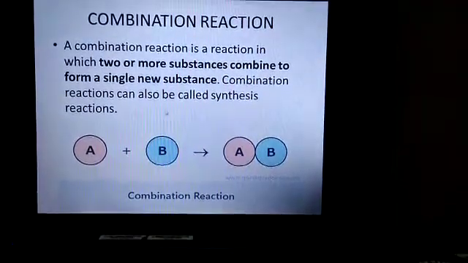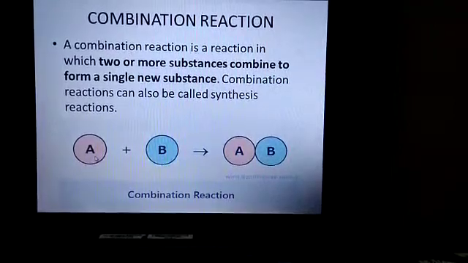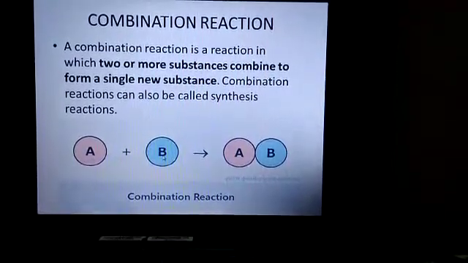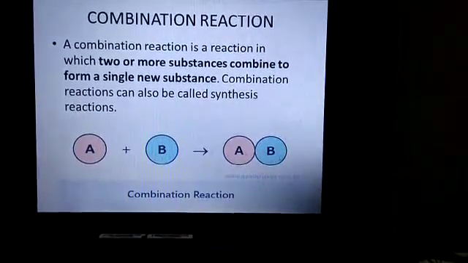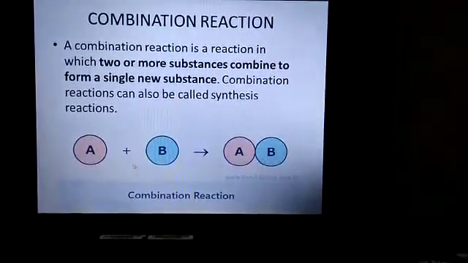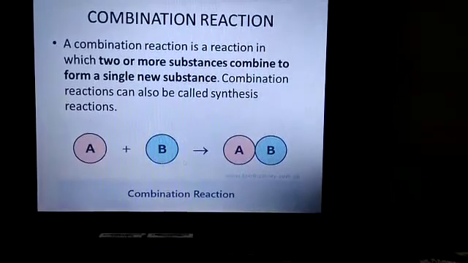You can see, symbolically, when it is represented, combination reaction A plus B becomes AB. So this is a combination reaction.